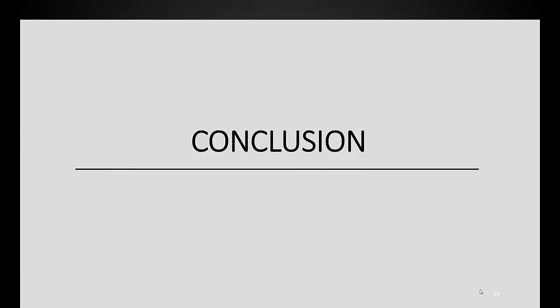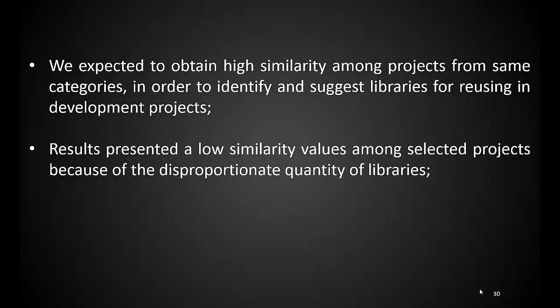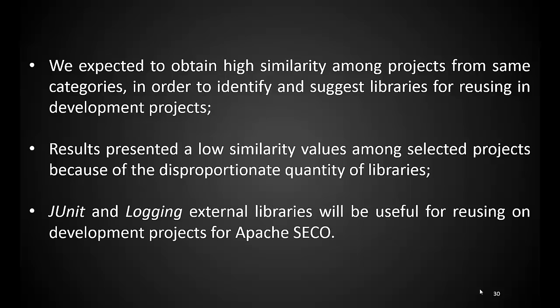Finally, we have conclusions. We expected to obtain high similarity degrees among projects from same categories in order to identify and suggest libraries for reusing in development projects. But results presented low similarity degrees among projects because of the disproportionate quantity of libraries. We also found that JUnit and logging external libraries will be useful for reusing on development projects for the Apache.